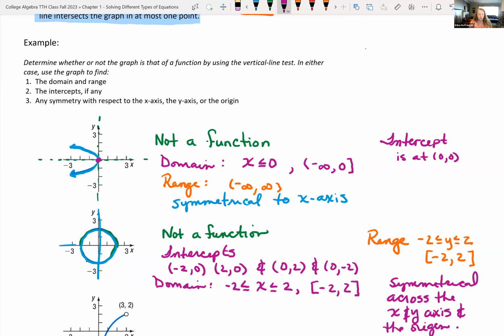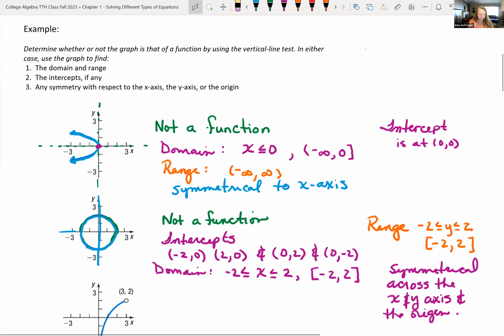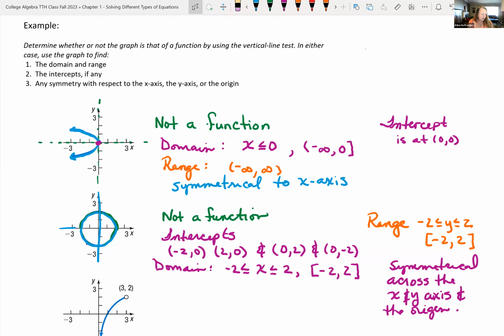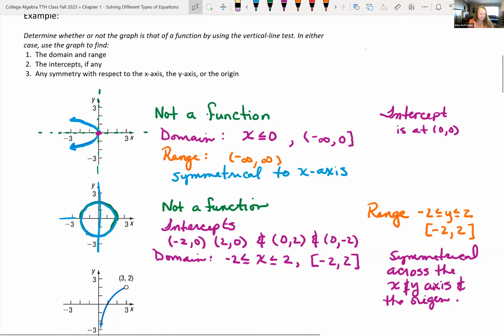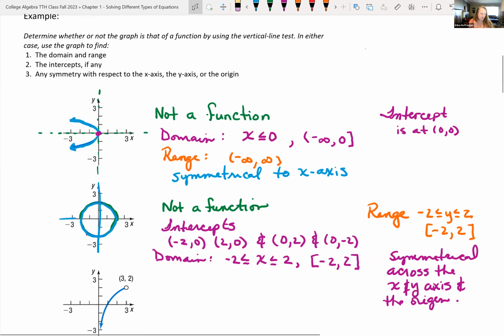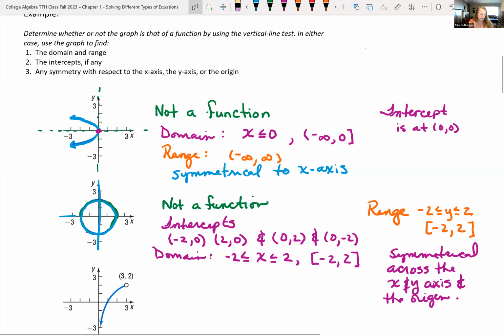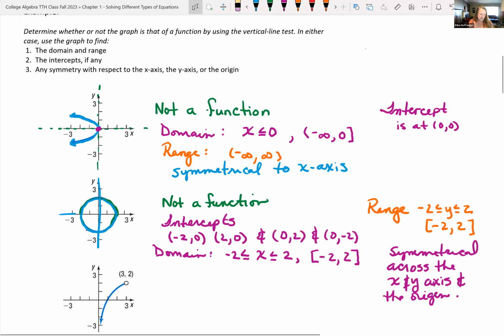So next week we'll learn about symmetry and how to test for symmetry given an equation. Is it symmetrical across the x-axis, y-axis, or origin? And if it's symmetrical across the y-axis, it's a special function. It's an even function. And if it's symmetrical across the origin, it's an odd function. Okay, but we'll talk about that next week. You don't need to know it quite yet.